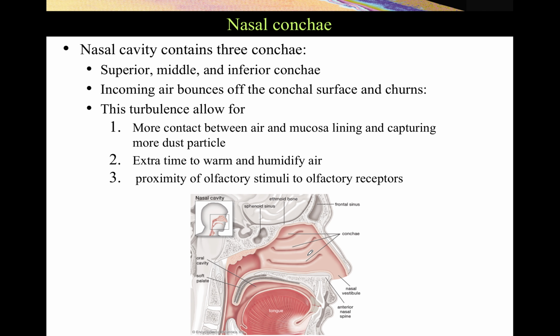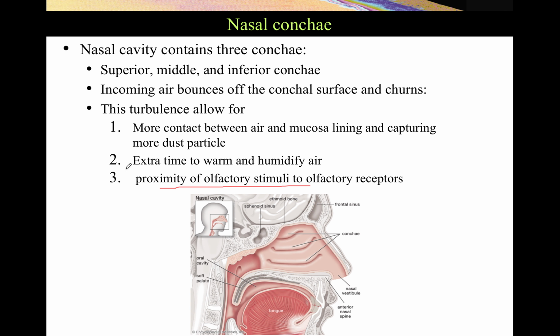Very similar to what you see when the air goes inside the valley between two mountains. So you get that whooshing sound, right? The turbulence associated with the air. And through that turbulence, you gain a few functions. One is that it allows the molecules associated with the sense of smell to get close to your olfactory receptors and activate those receptors using their stimulants.